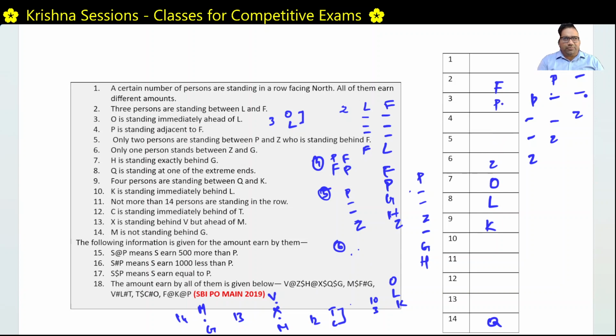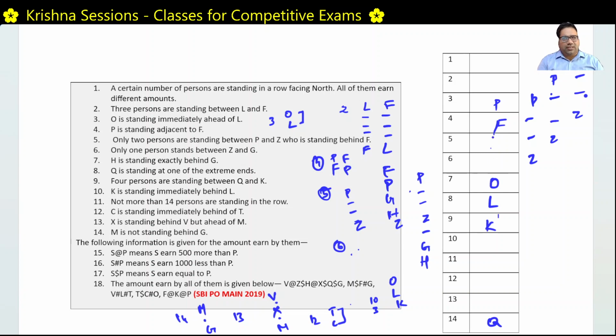P double space Z, even if you put it further higher, then F will become even farther from L. So L, 1, 2, 3, F. As per condition number 2, three persons are standing between L and F. F has to be at max here. If F has to be here, then P has to be here only. If P is here, P double space Z, there is no possibility. So P has to be here.